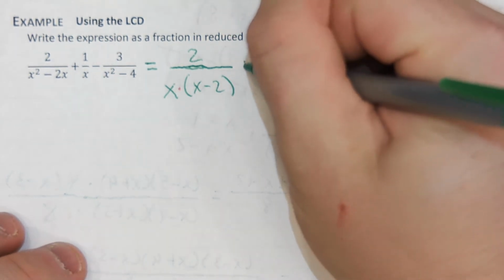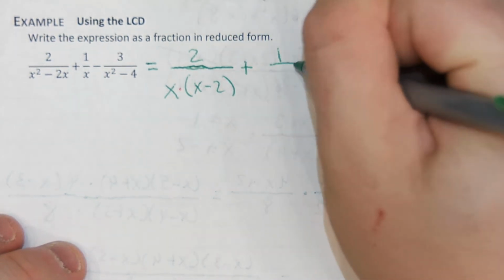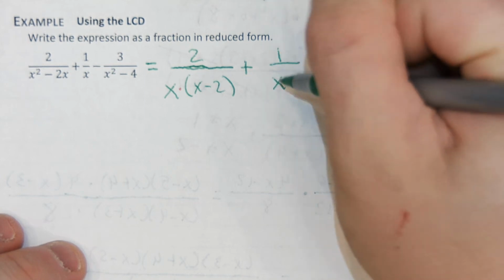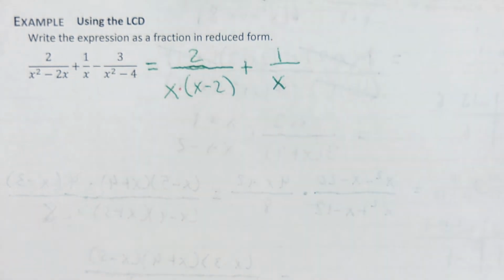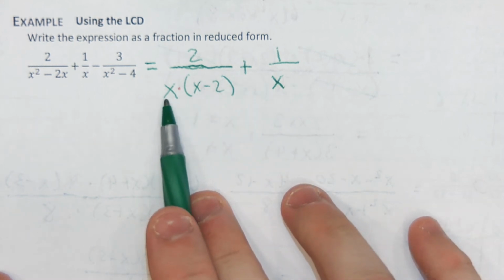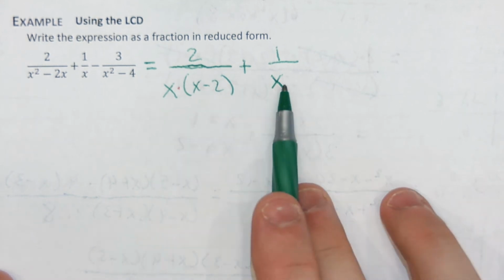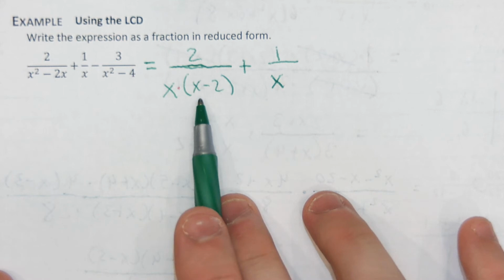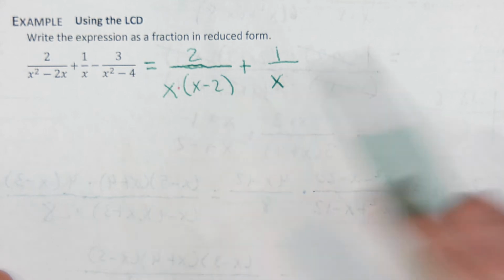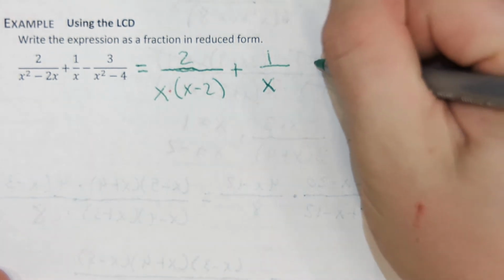Our next fraction is simply 1 over x. All right. This fraction only has one thing in its denominator. It has an x. So does this one. That means this fraction just needs an x minus 2 to match. But before we get to that, let's see what's going on with this next fraction.